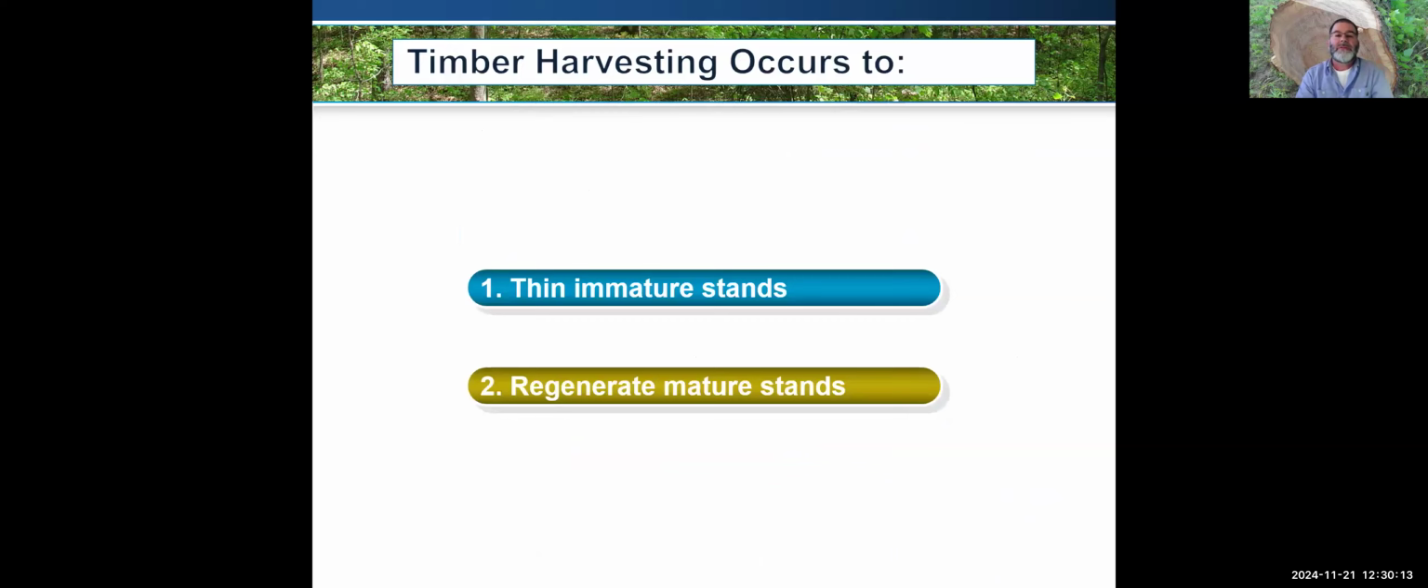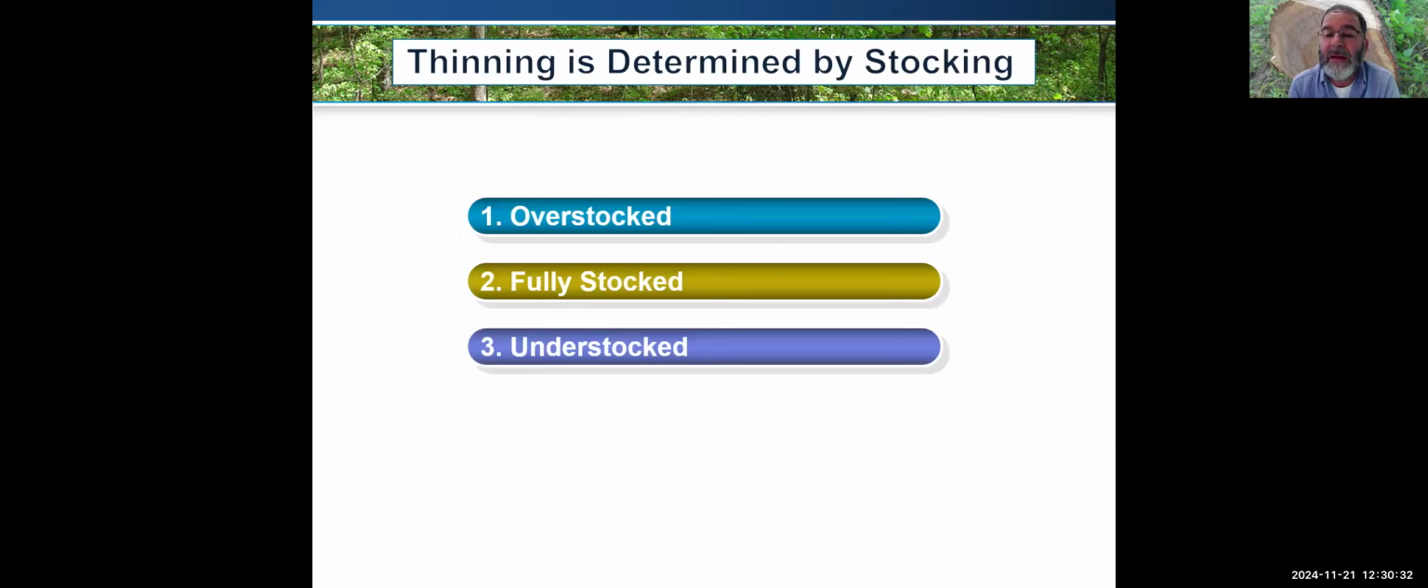Well, in order for timber harvesting to occur, we're either thinning immature stands or we are regenerating mature stands, one or the other. And when you're thinning immature stands, that means it's pre-commercial. In other words, you haven't generated revenue from it. So thinning is determined by stocking, the stocking level. And foresters identify 3 different stocking levels, and that is overstocked, fully stocked, and understocked.